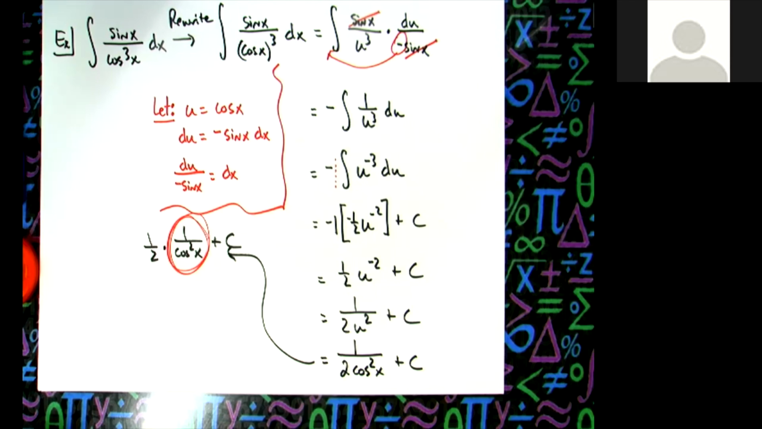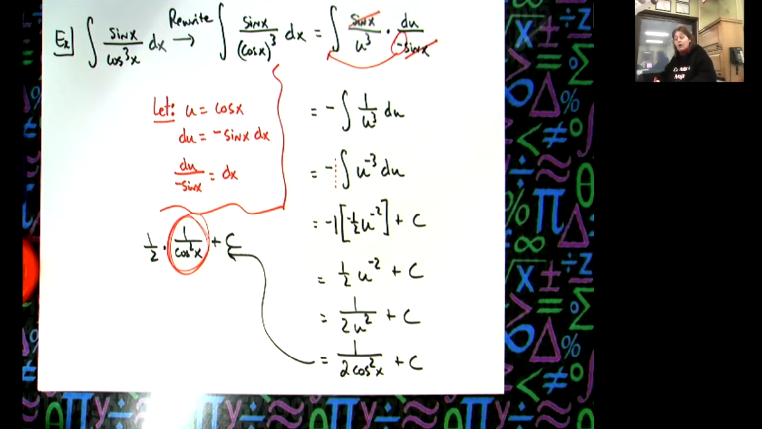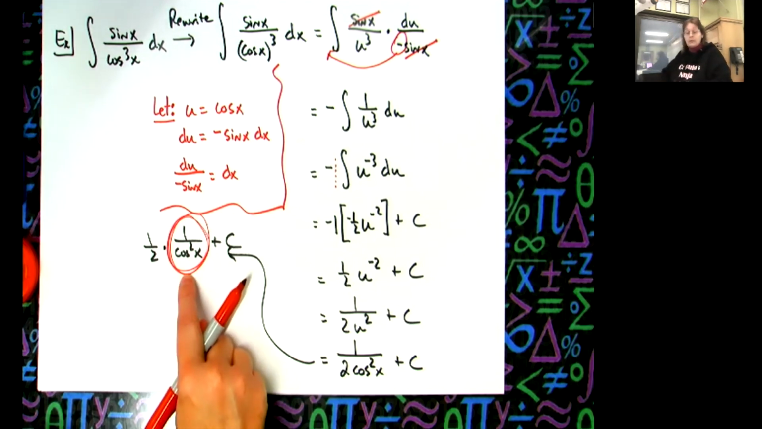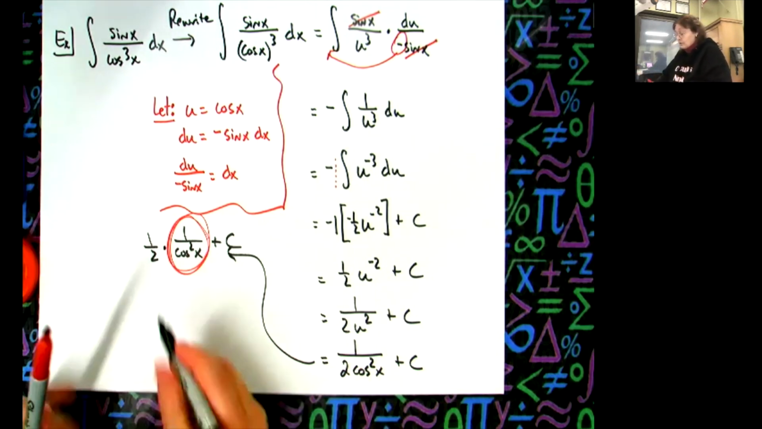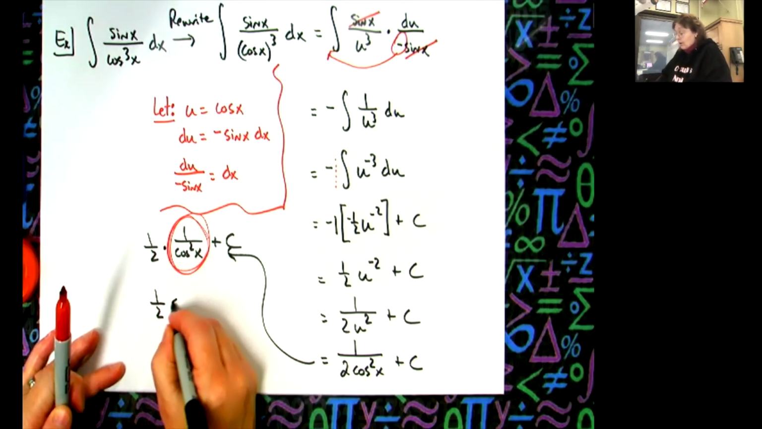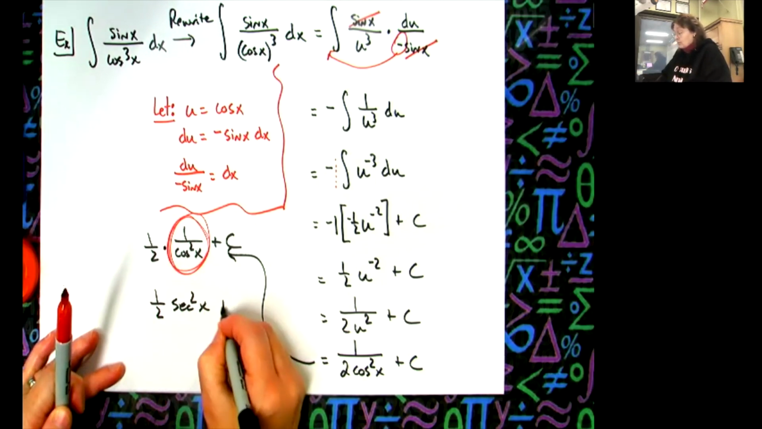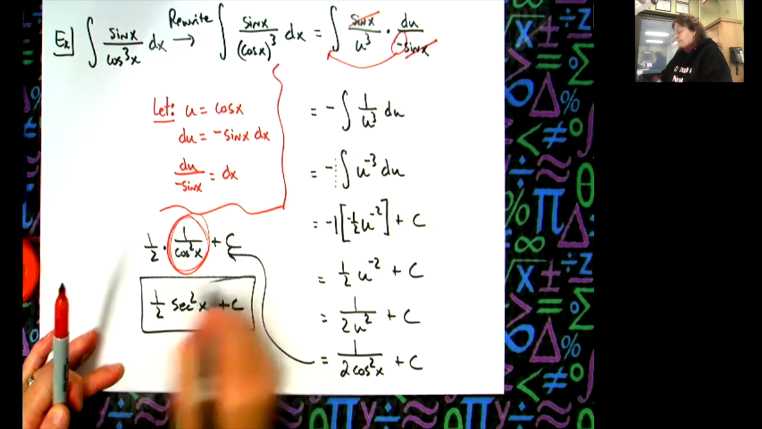They're reciprocal identities. If you were sitting in a calculus class in a university setting, they would expect you to be able to simplify this. Not that there's anything wrong with this answer, but to clean it up and make it look a little bit nicer, they're going to want to see 1/2 secant squared x plus c, would be my guess.